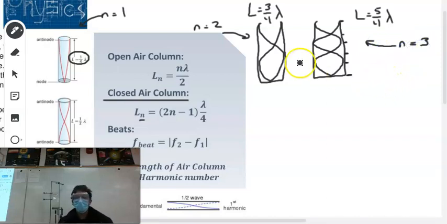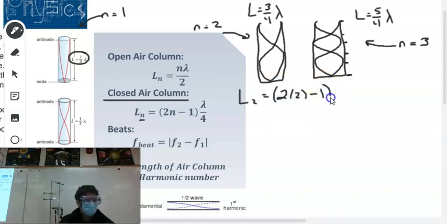Try one of those in the equation, like n equals 2. If we take this equation and solve for L2, you would get 2 times n, which is 2, our second harmonic, minus 1, lambda over 4. And this is 4 minus 1, which is 3. So 3/4 lambda. So that gives you the length of the wave, the wavelength, inside of that closed air column.